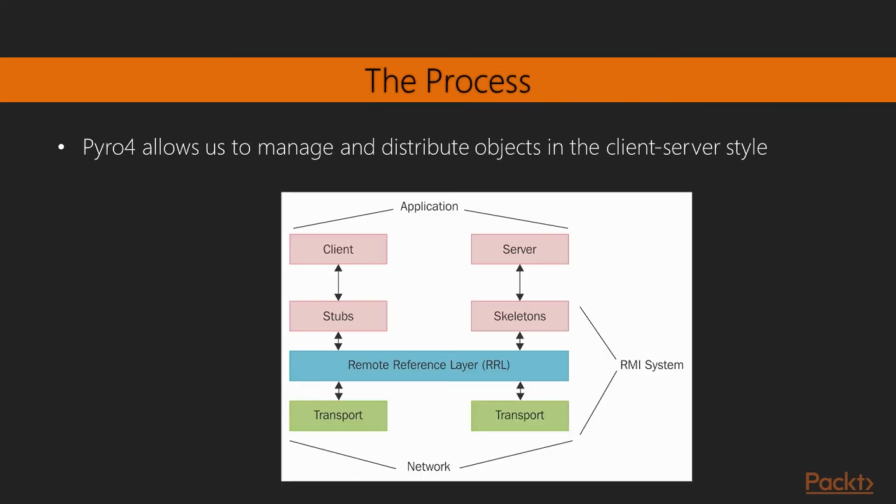As you can see from the preceding figure, Pyro 4 allows us to manage and distribute objects in the client-server style. This means that the main parts of a Pyro 4 system may switch from a client calling a remote object to an object called to serve a function. It's important to note that during the remote calling, there are always two distinct parts: a client, and a server that accepts and executes the client call. Finally, the entire management of this mechanism is provided by Pyro 4 in a distributed way.